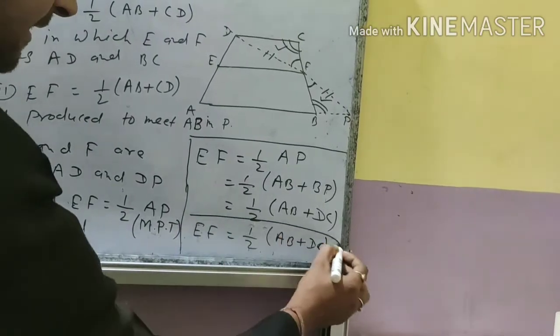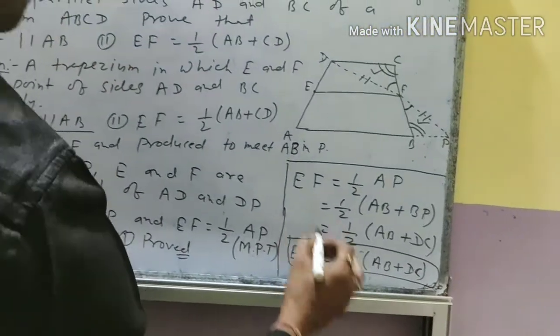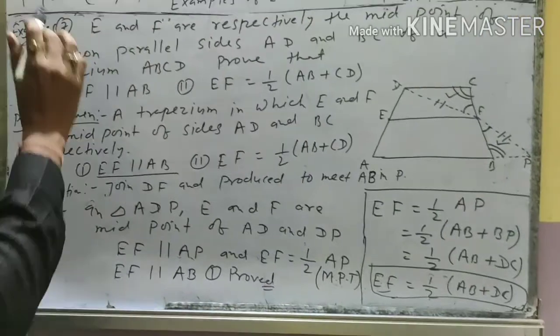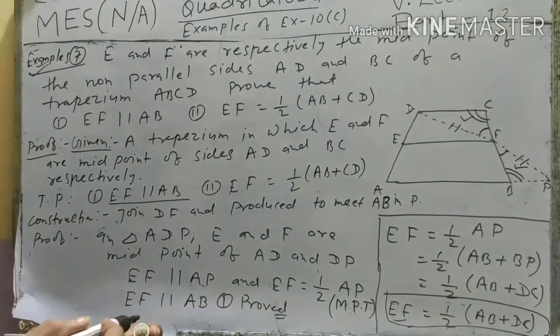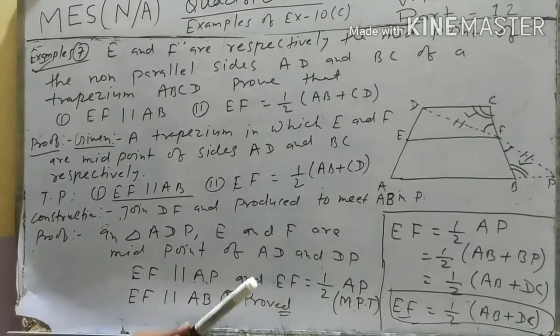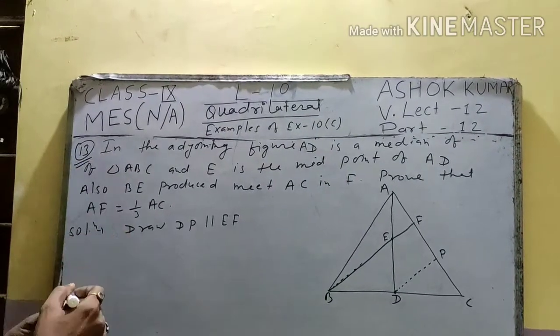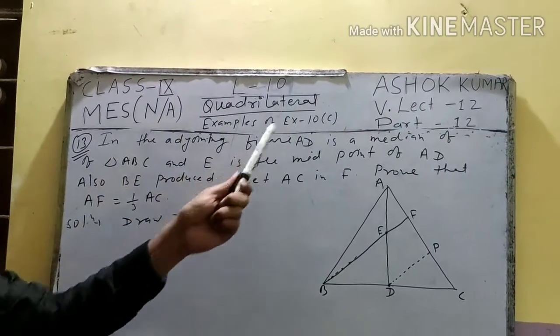Okay student, this is the second proof. So student, I hope you will understand question number 7, how to use the midpoint theorem. Let's see some other examples. Student, question number 13, examples of exercise 10C.